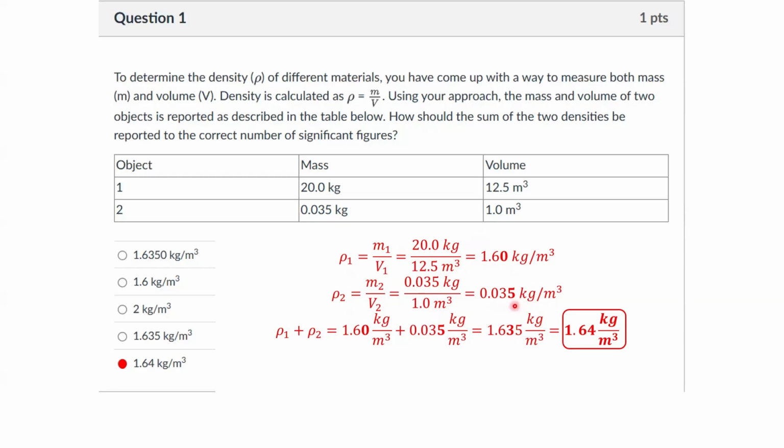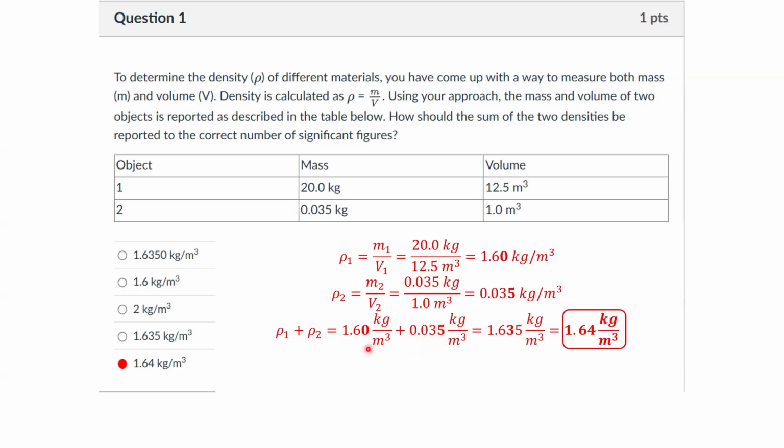We were then asked to take these densities and add them. When you track significant figures through the operation of addition, you're tracking the digit that contains the significant figure. So 1.60, the 0 is the decimal place holding the significant figure. That's the second one to the right of the decimal place. Plus 0.035, the 5 is in the third decimal place.